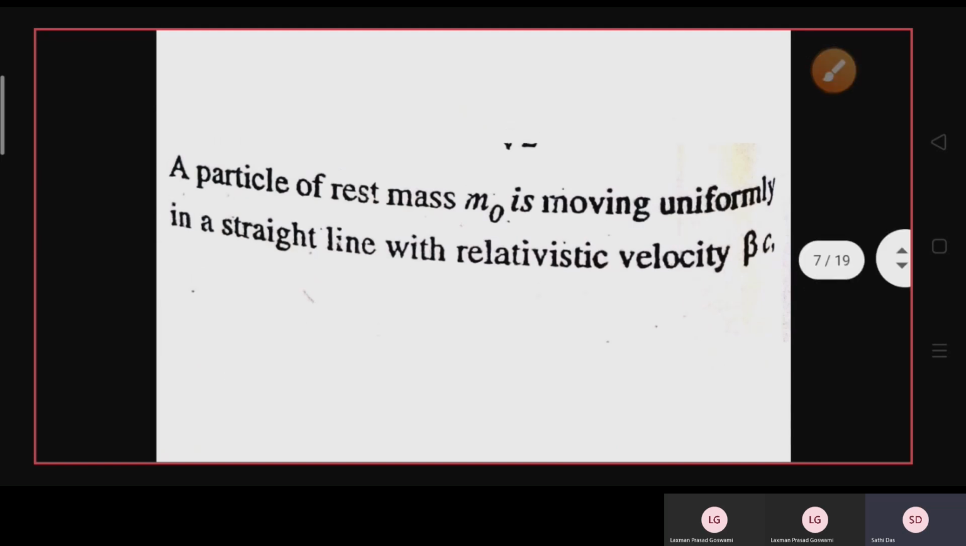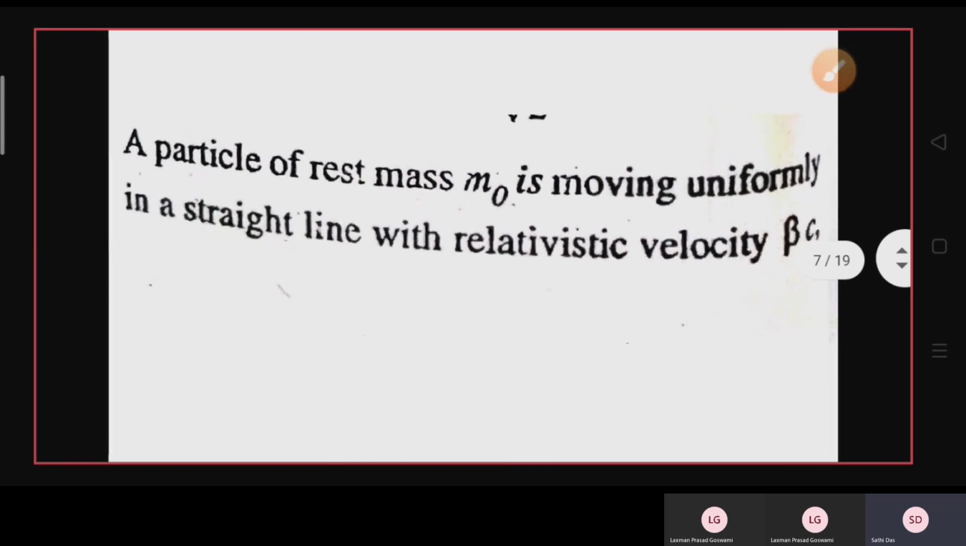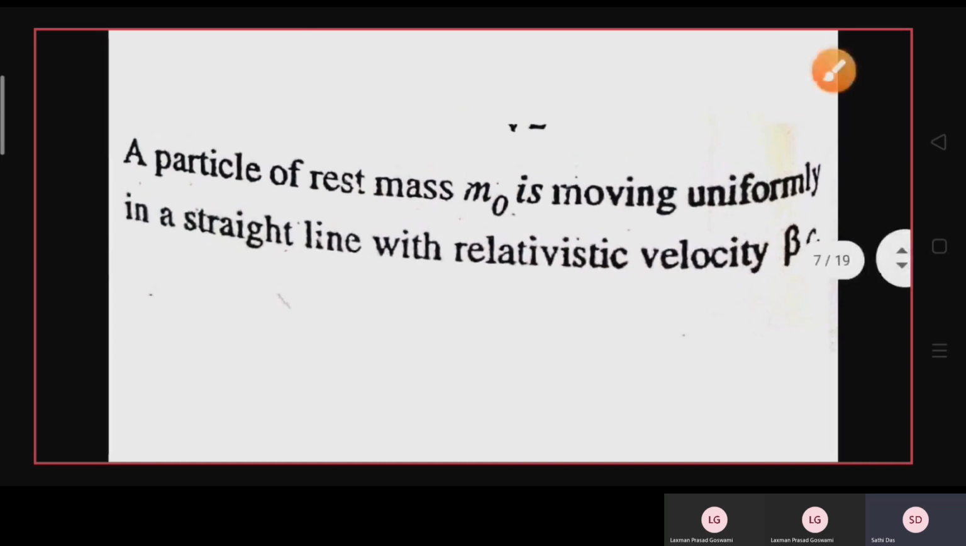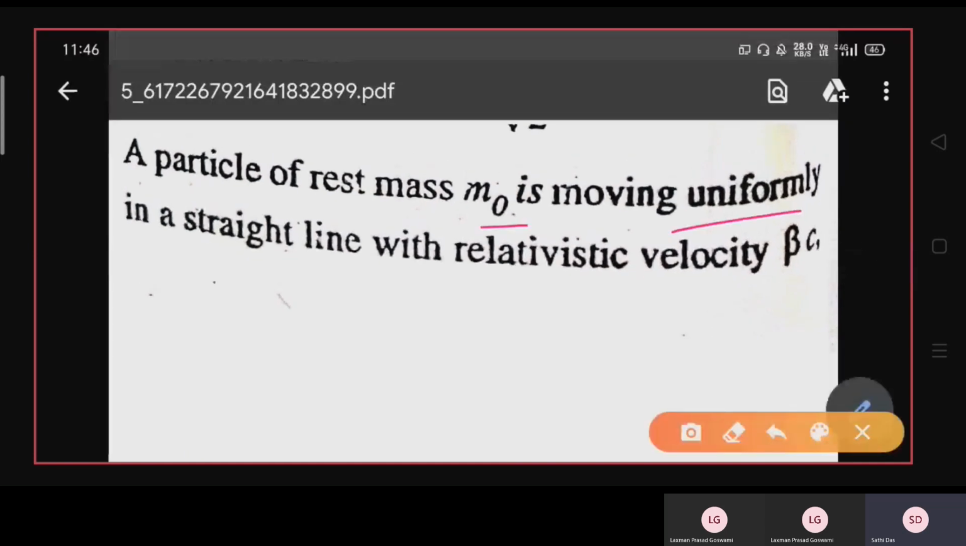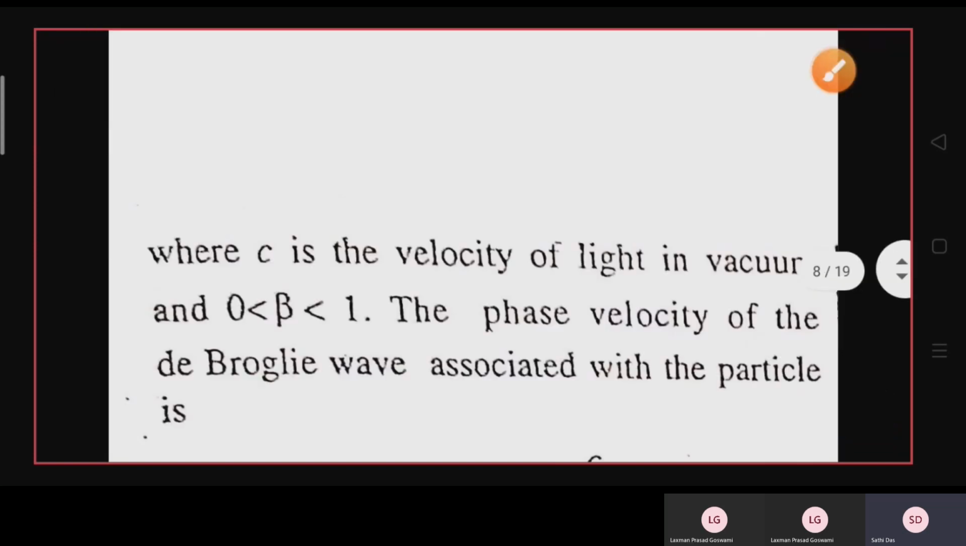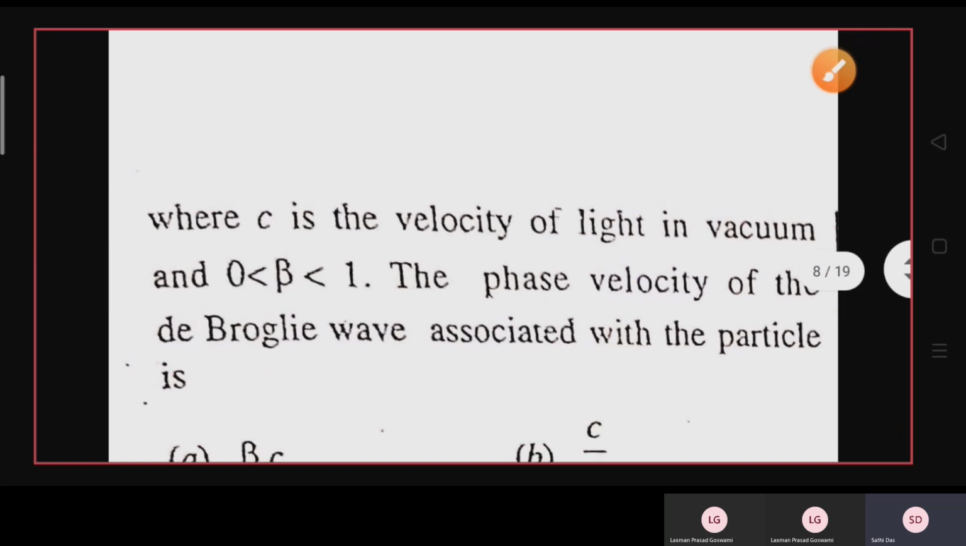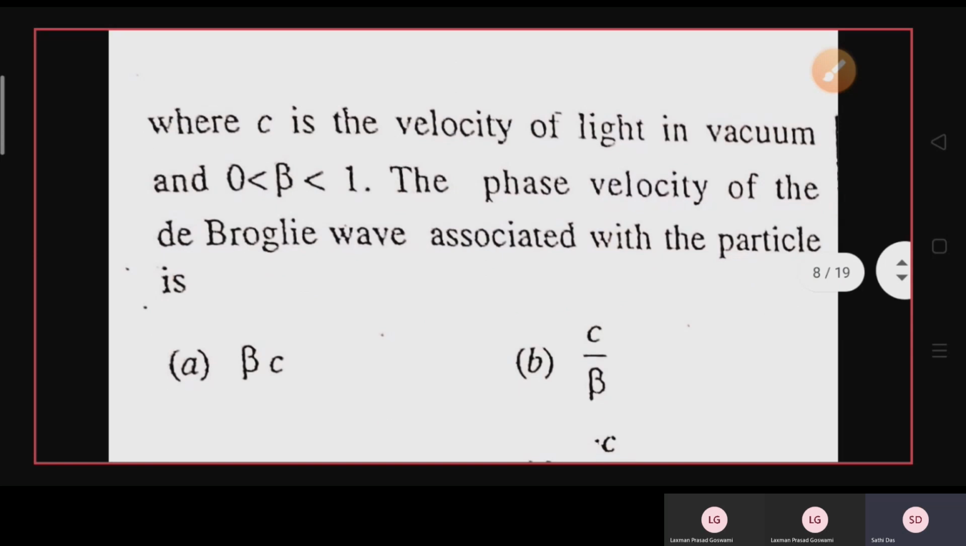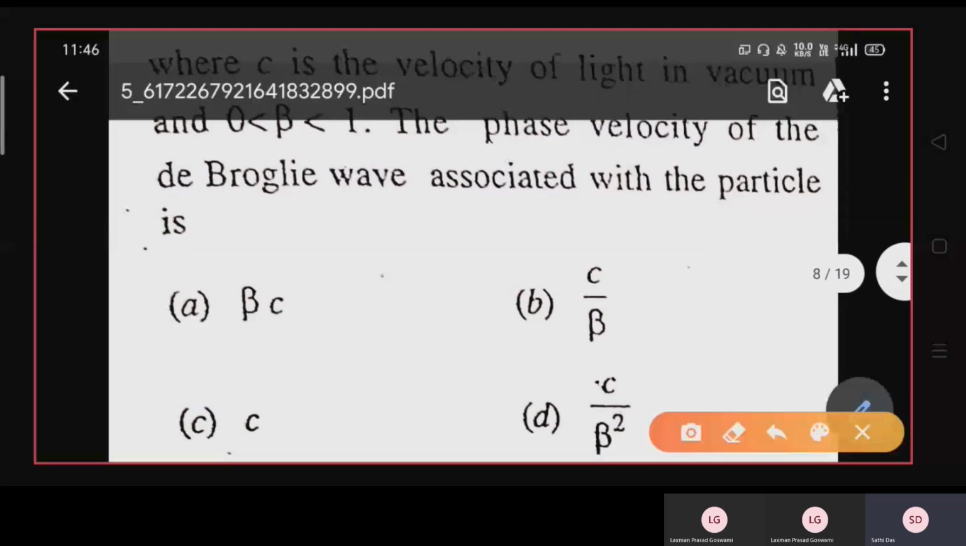The next question is from special theory of relativity. A particle of rest mass m naught is moving uniformly in a straight line with a relativistic velocity beta c, where c is the velocity of light in vacuum and beta is between 0 and 1. The phase velocity of the de Broglie wave associated with the particle. Now the fact, that is phase velocity, so you have to find out omega divided by k.